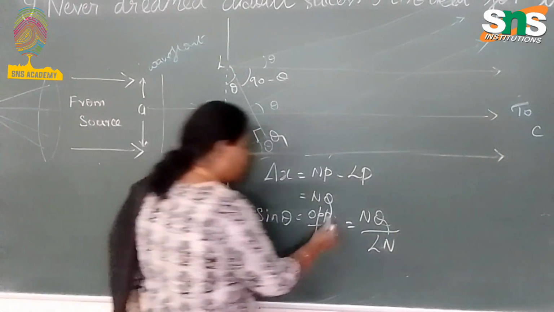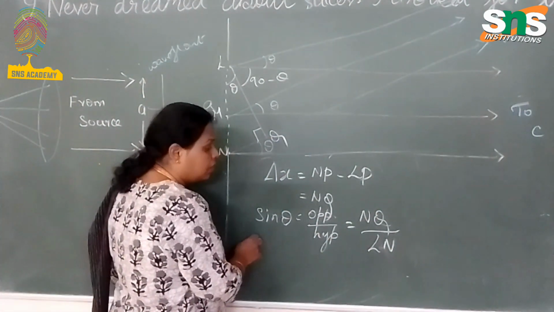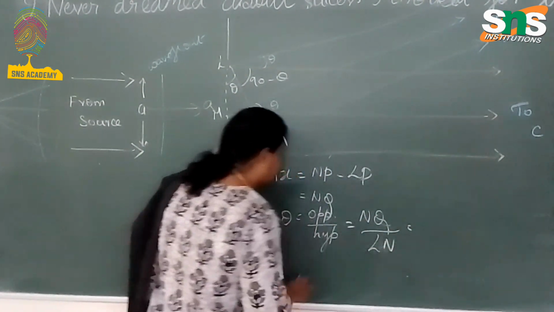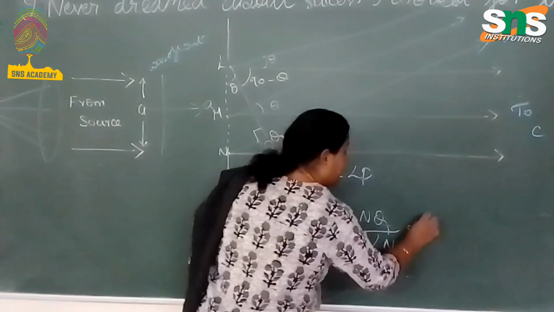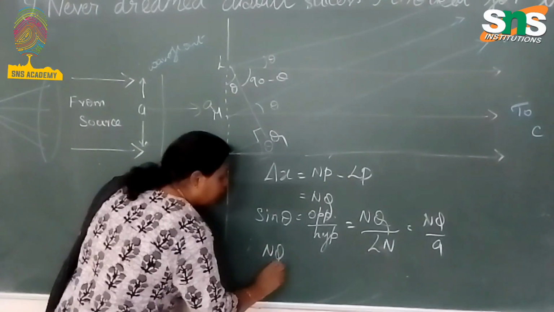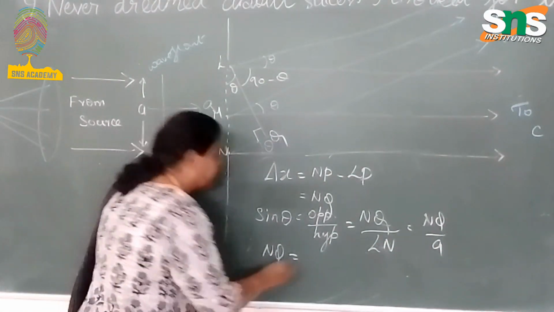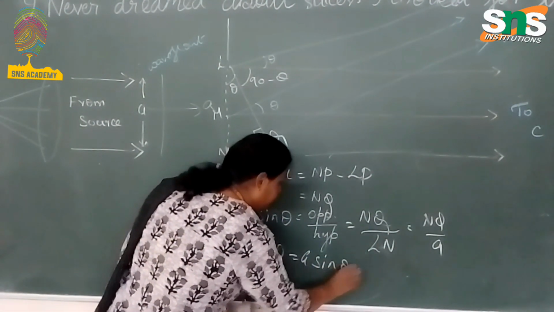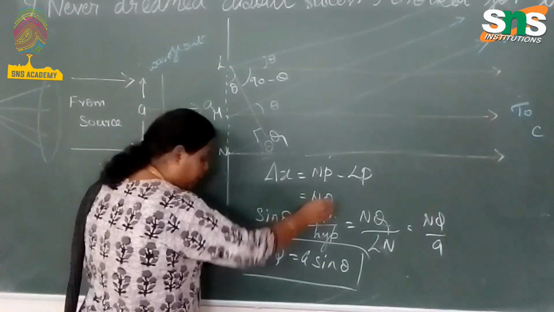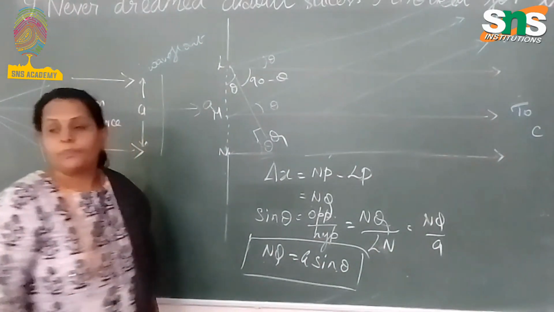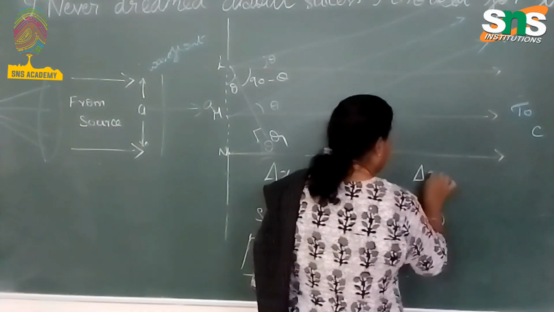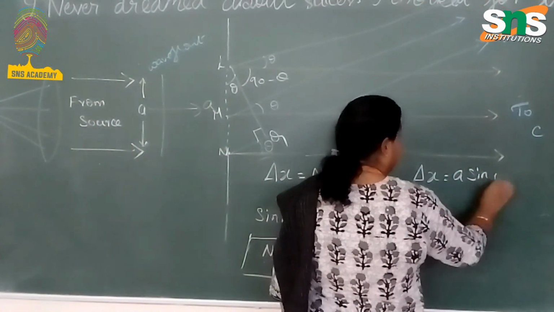So if I want to find out NQ, what will be my LN? A. Very good. So if I want NQ, can I bring A to the opposite side? Yes. So it will be a sin theta. So my path difference del x equals NQ, that is equal to a sin theta. Successfully I found out my path difference. Del x equal to a sin theta.